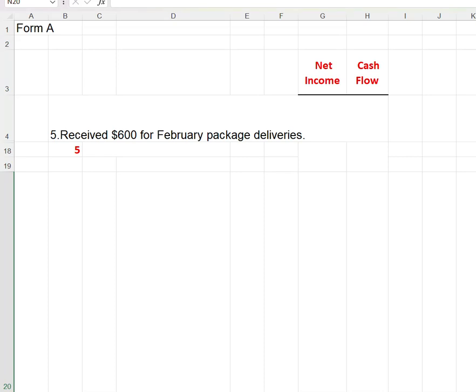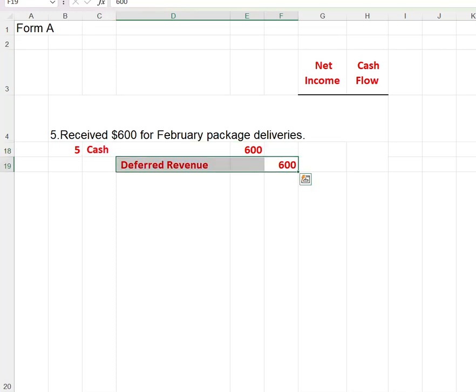Number 5, we've received $600 for February package deliveries. We've received $600 in cash, so we will debit cash for $600. The deliveries or service won't be until February, so at the present time we don't have a revenue, we have a deferred revenue, just like you're paying Millersville tuition ahead of time. So the customer is paying us in January for packages that will be delivered in February. We have a deferred revenue.